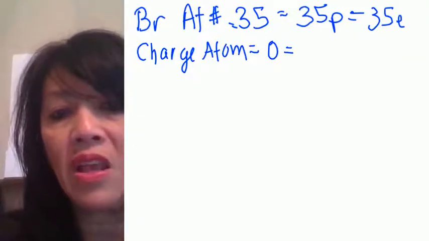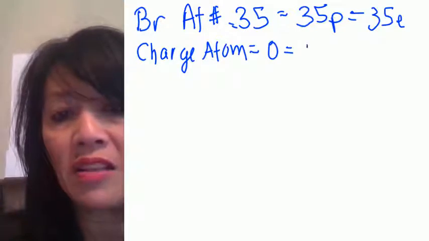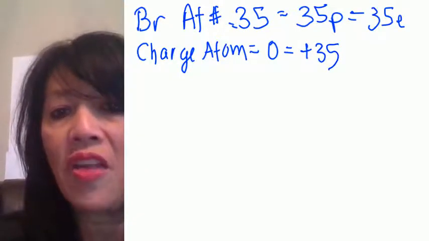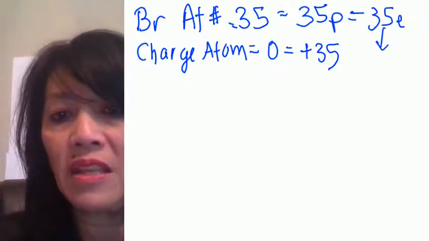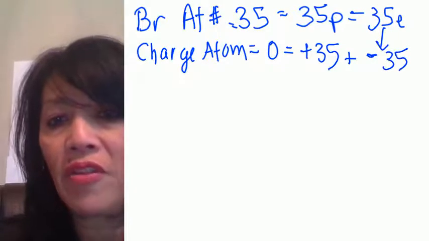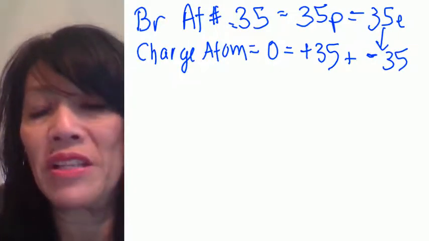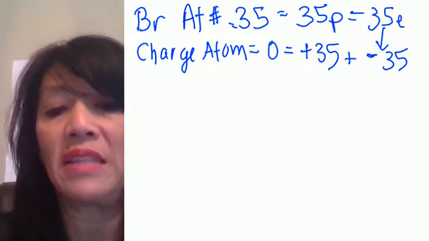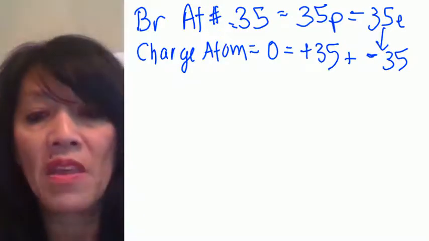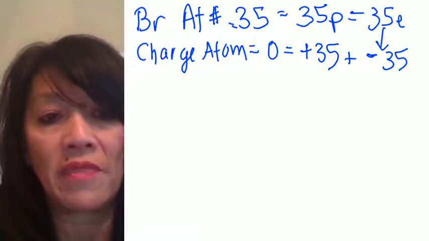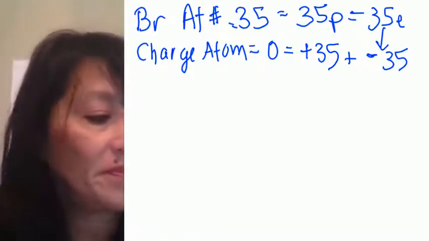That means if I have 35 protons, I have positive 35 as a charge. And the 35 electrons means I'm adding a negative 35. So 35 plus a minus is really 35 minus 35, which gives me 0. That is why there are 35 electrons in an atom, because all atoms have 0 charge or are neutral.